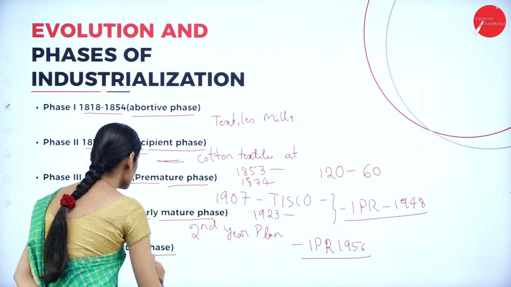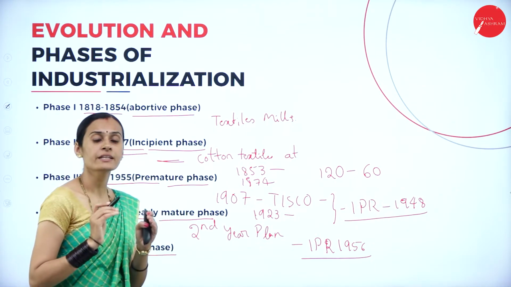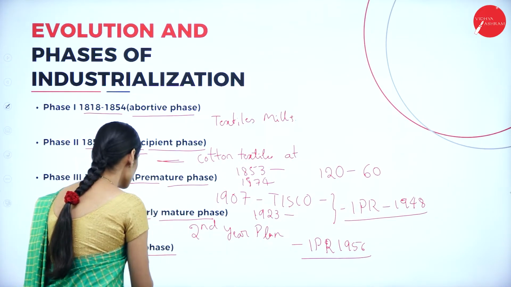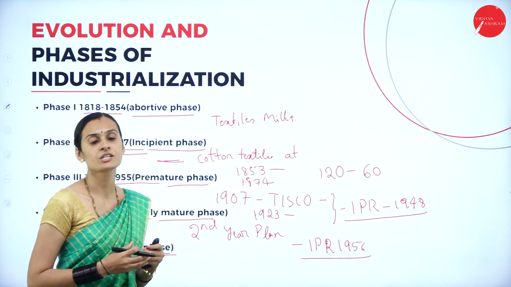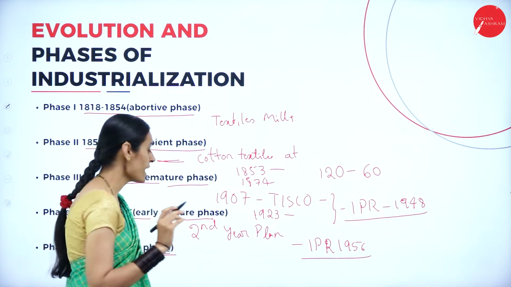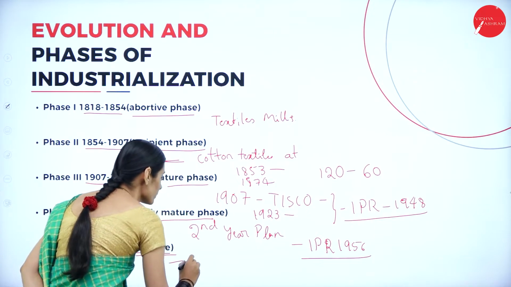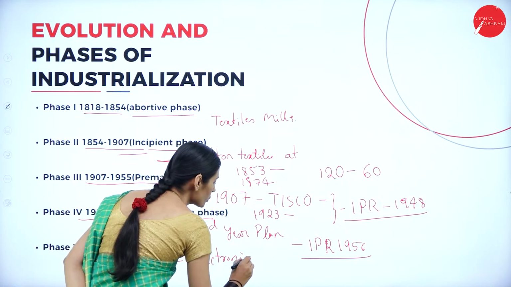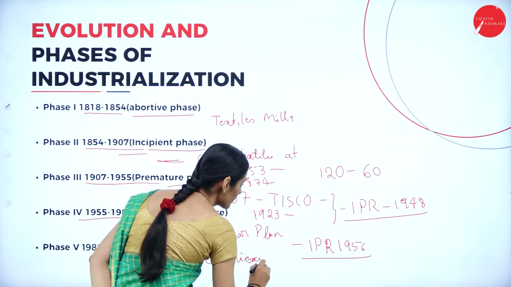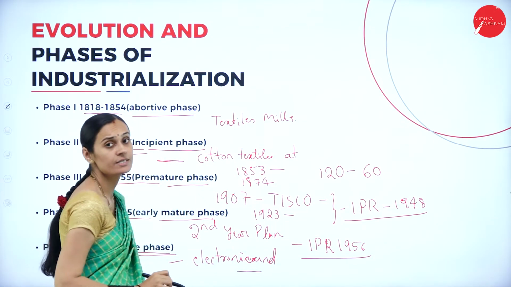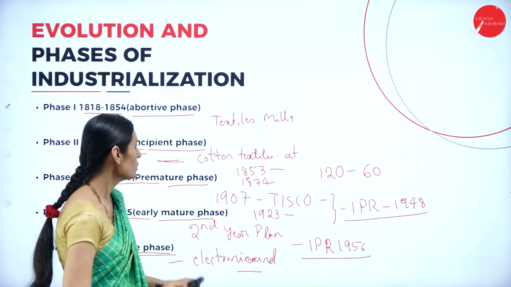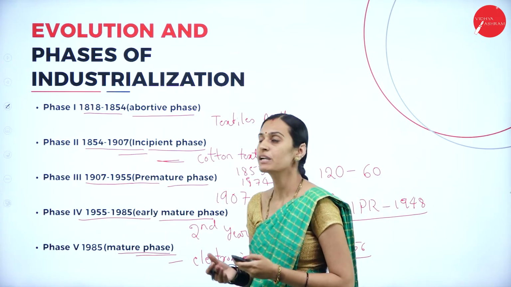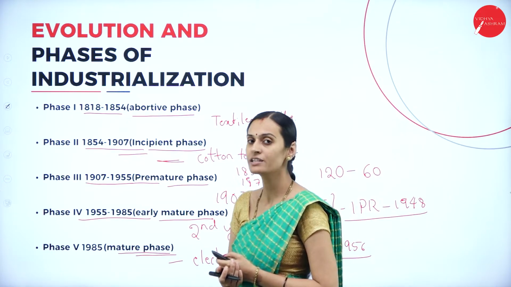And the 5th phase started from 1985. This particular period is considered the mature phase, of rapid industrialization. This phase gave priority to electronic and high-tech industries and big industries. Okay, so these are all the different phases of industrialization. We have discussed the different phases of industrialization.